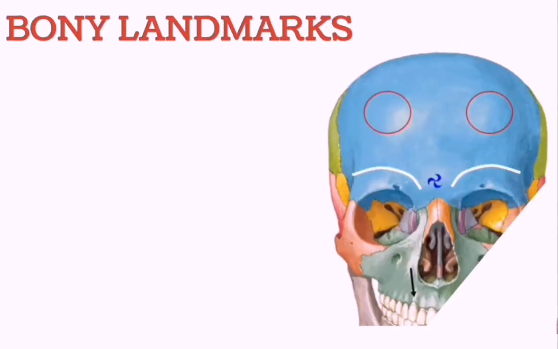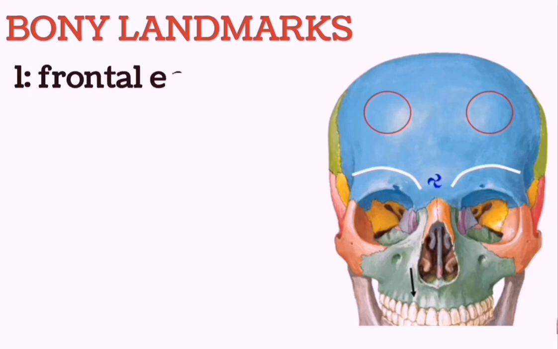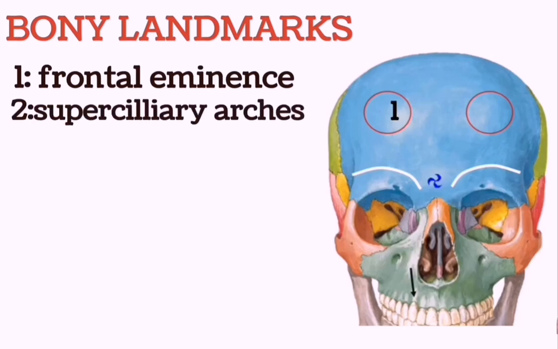Let's talk about the bony landmarks. The first thing is the frontal eminence, which is a small protuberance on the frontal bone, representing the center of ossification of the frontal bone. The second one is the superciliary arches, just above the orbit of the eye. The third one is the glabella, a small projection on the medial aspect of the superciliary arches in the center.